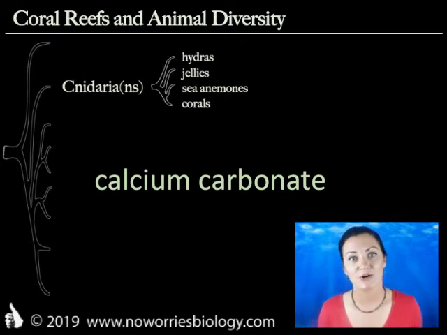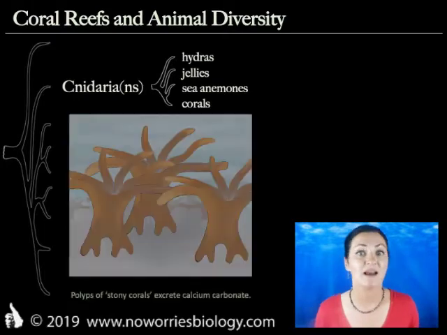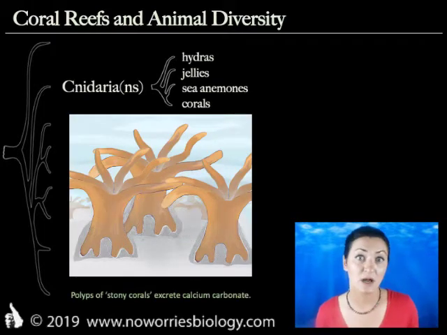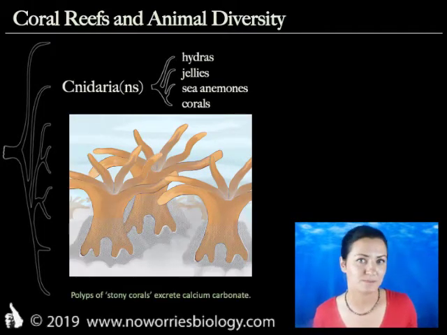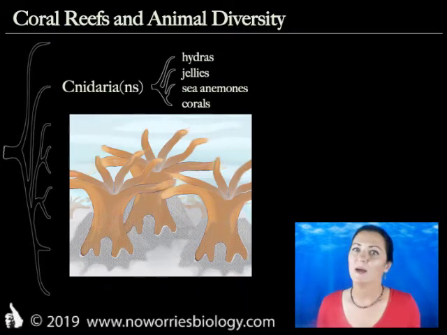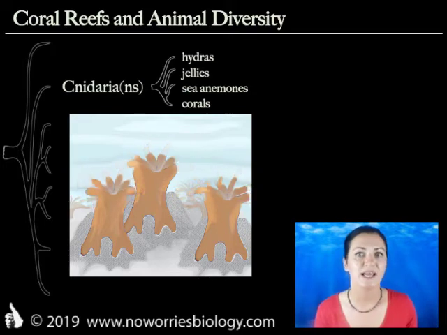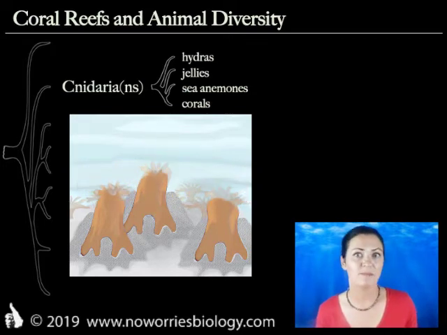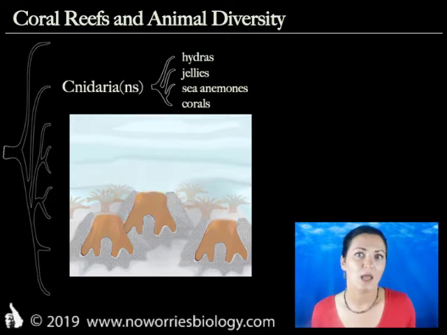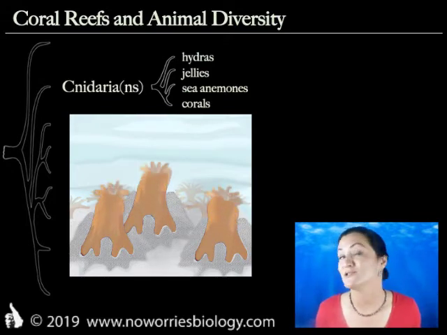This calcium carbonate accumulates around the polyps and forms something like a protective armor or an outer skeleton. When they are not feeding, coral polyps pull their tentacles into the outer skeleton, and they only come out when they have to catch food. In many corals, that happens during the night.